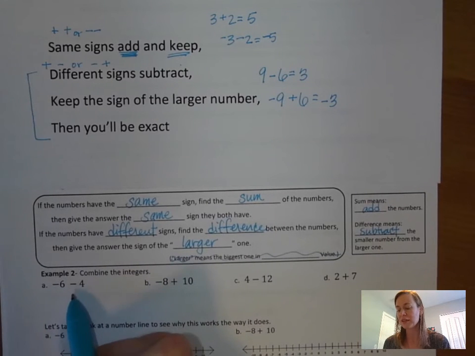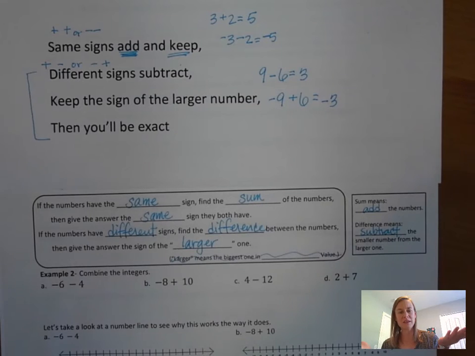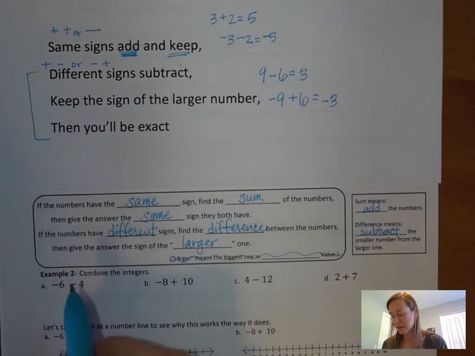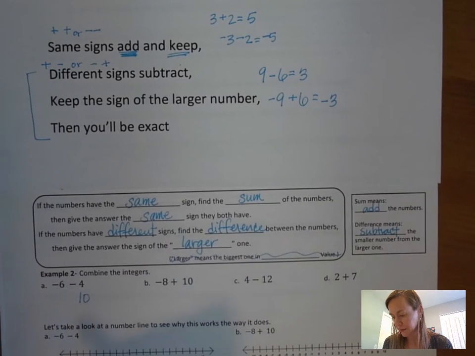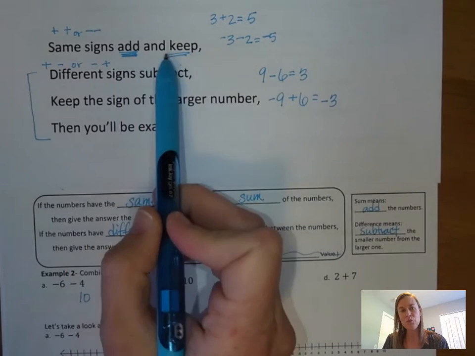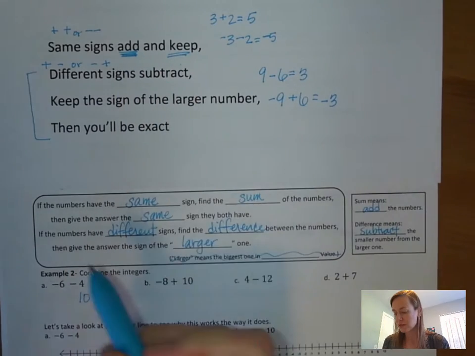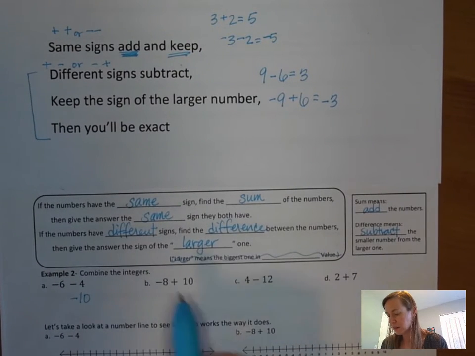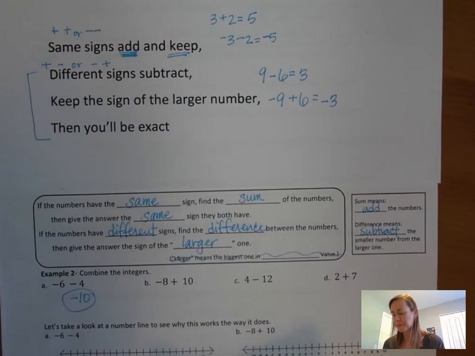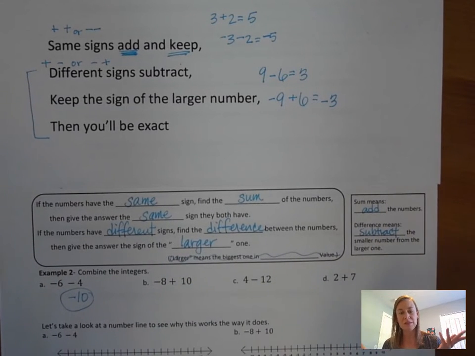We have negative 6 minus 4. Are those same signs or different signs? They are the same signs, so we're going to add. 6 plus 4 equals 10. Now, after we add, we keep the sign. So the signs were negative, so we better make that a negative 10. And that is our answer. Let's do the next one. Negative 8 plus 10. Same signs or different?